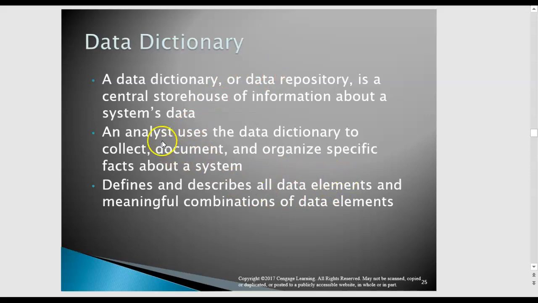So for example, if an analyst is creating a report on, let's say, customer invoices, which tables should the analyst be looking at? Because a database can essentially be really big. So instead of going from table to table to search for that data, the analyst should be able to refer to the data dictionary, which tells you which tables are storing which information and what are the more meaningful combinations of those data elements. So it's extremely important to have a concise, complete, and clear data dictionary.